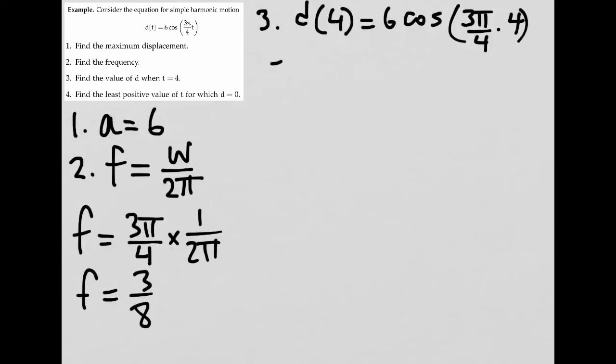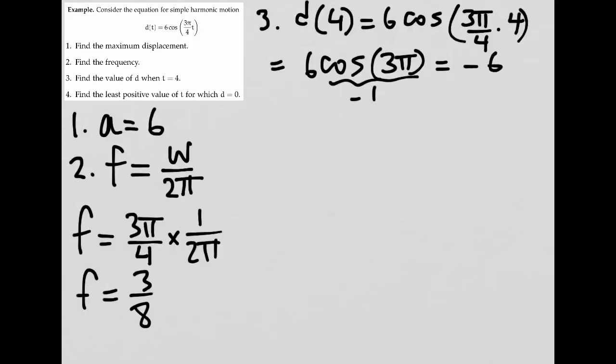Third, we need the value of d at t equals 4. So we need d of 4, that's 6 cosine 3 pi over 4 times t, which is 4 in this case. That's 6 cosine 3 pi. But cosine 3 pi is negative 1, so the answer is negative 6. D of 4 is negative 6.